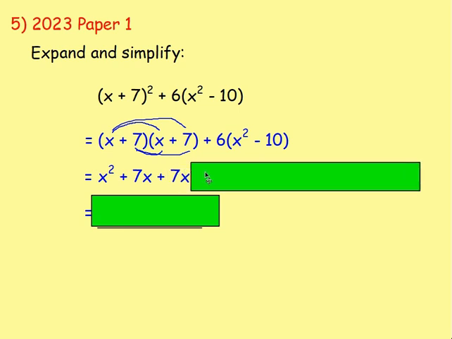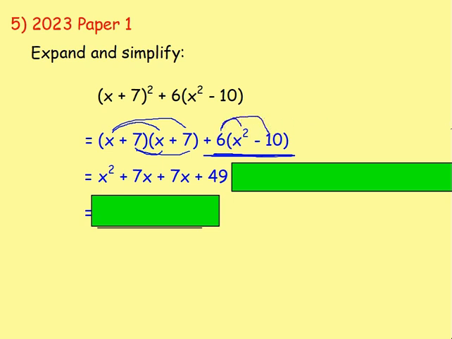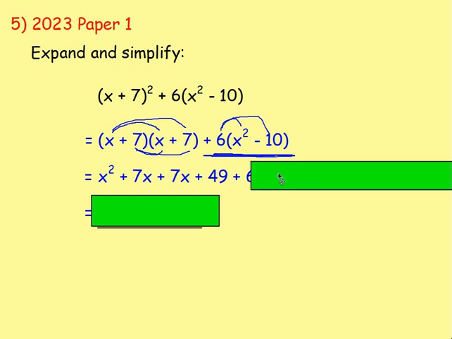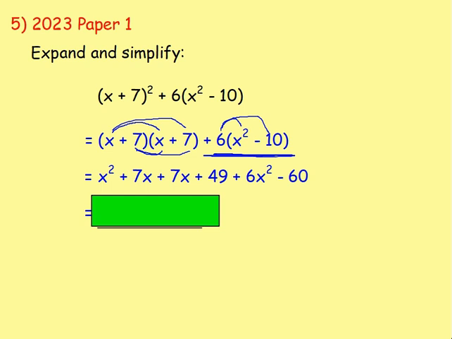So 7 times x is plus 7x, and 7 times 7 is plus 49. We've still got the other brackets though. We've still got 6 bracket x squared take away 10. So then we would have the 6 times the x squared and the 6 times the negative 10. So 6 times x squared is plus 6x squared, and 6 times negative 10 is negative 60.